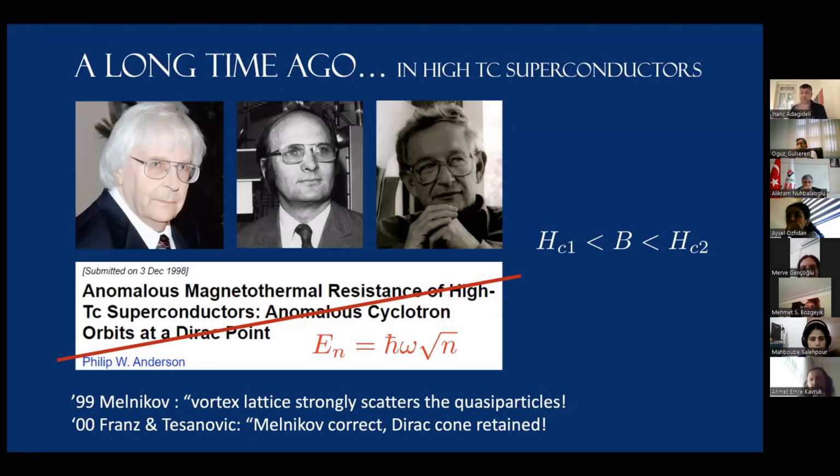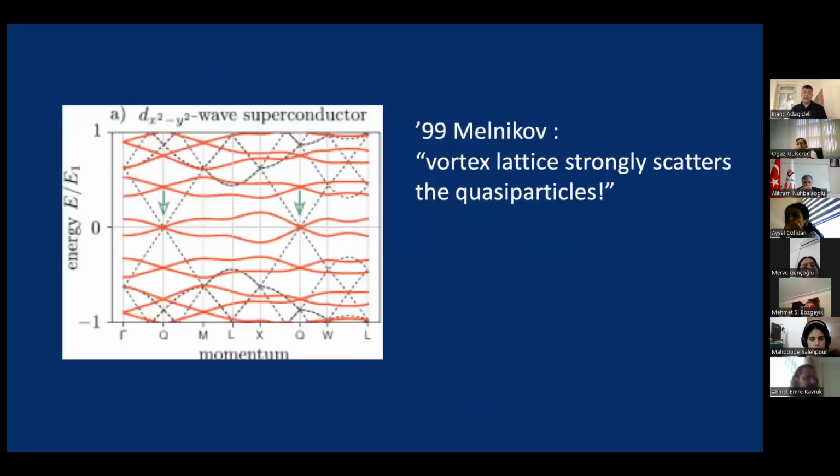So that was it for the Landau levels in superconductors. And here is what it means. This is the spectrum for a D-wave superconductor. The vortex lattice strongly scatters the quasi-particles, which means that instead of having these nice flat bands, you have these. The dotted black lines are the original D-wave spectra. And what you see here is that the lines got flattened.